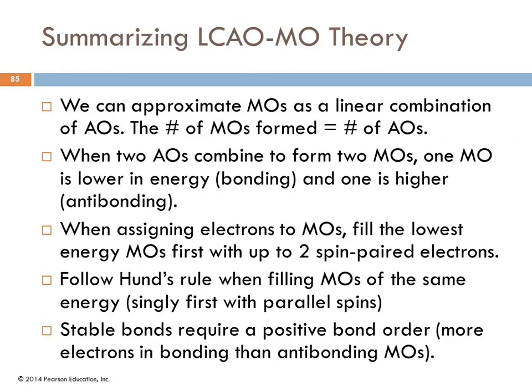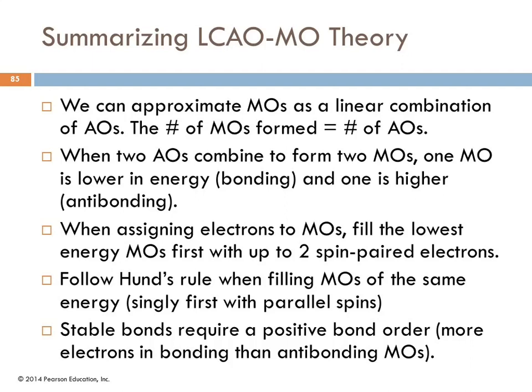So, summarizing, we can approximate molecular orbitals as linear combinations of the atomic orbitals. And just like when we were hybridizing orbitals, the number of molecular orbitals that are formed is equal to the number of atomic orbitals. So if you start with 5 orbitals and you're combining them into molecular orbitals, you end up with 5 orbitals. You don't gain or lose orbitals. When 2 atomic orbitals combine, you get 1 bonding and 1 antibonding. The bonding orbital is lower in energy, and the antibonding is higher in energy.